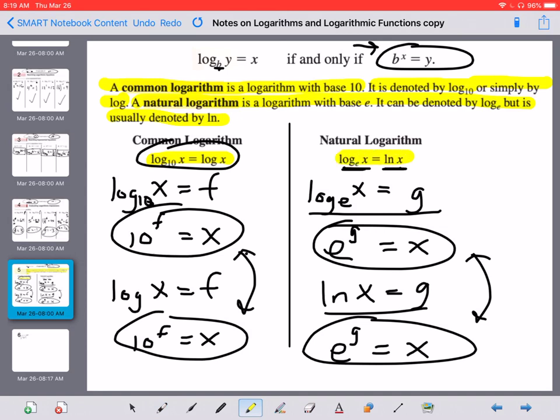So things to keep in mind is that those two logs are used a lot. Okay, a log of base 10 and a log of base e. So these are just two other ways to denote those.